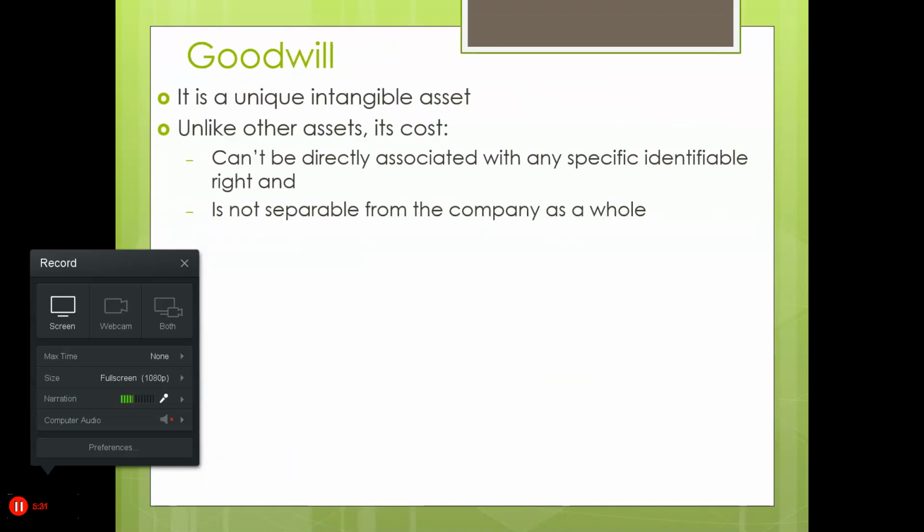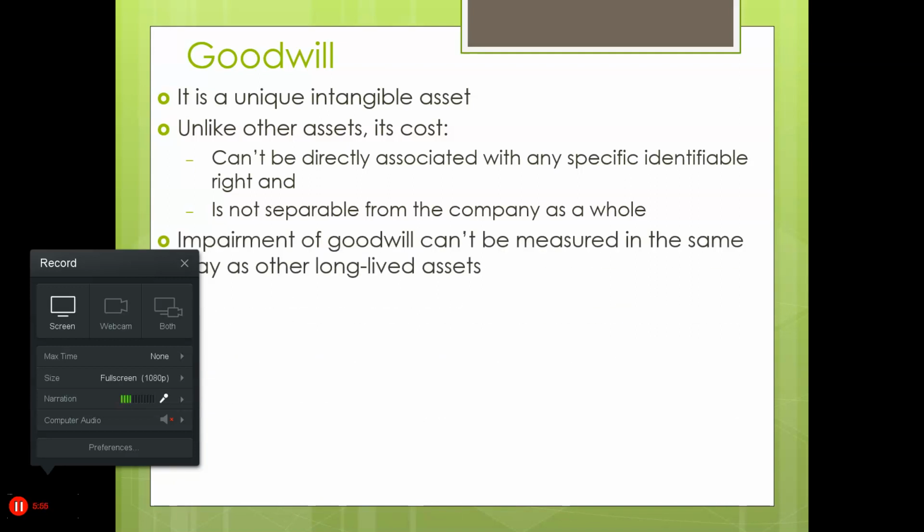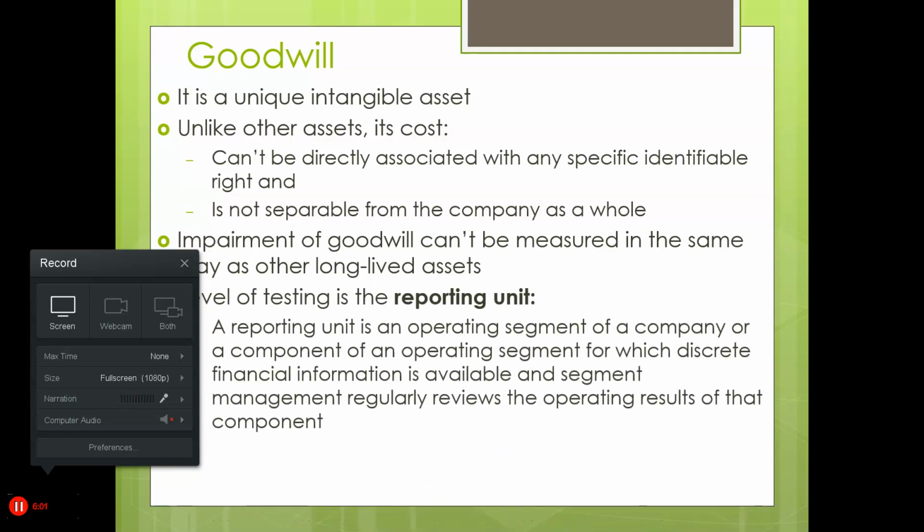Now let's take a look at goodwill. Goodwill is a unique intangible asset. Unlike other assets, its cost can't be directly associated with any specific identifiable asset, and it is not separable from the company as a whole. So goodwill is what's left over between what you paid for something and the fair market value of what you received. Impairment of goodwill can't be measured in the same way as other long-lived assets. Level testing is the reporting unit. A reporting unit is an operating segment of a company or a component of an operating segment for which discrete financial information is available, and normally management would receive reports on it.